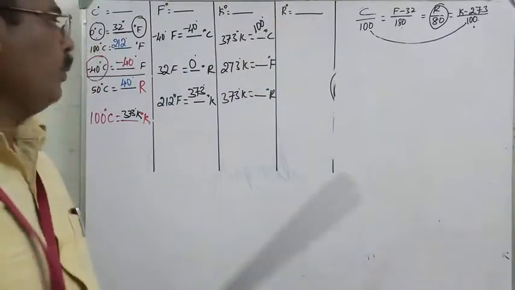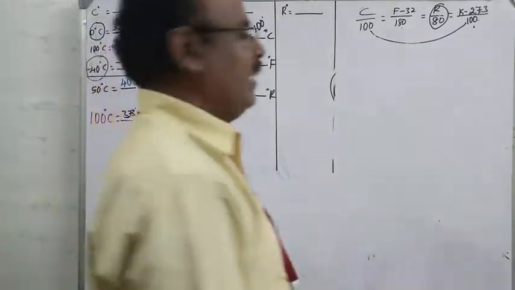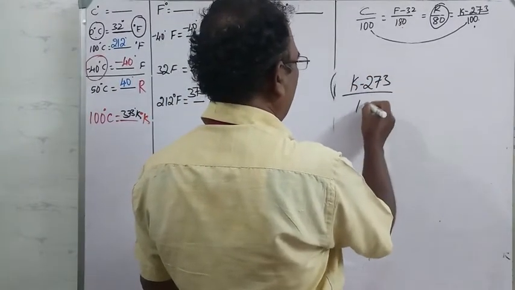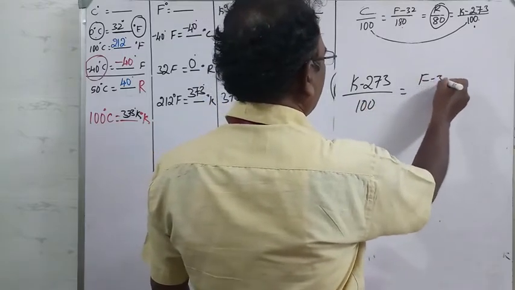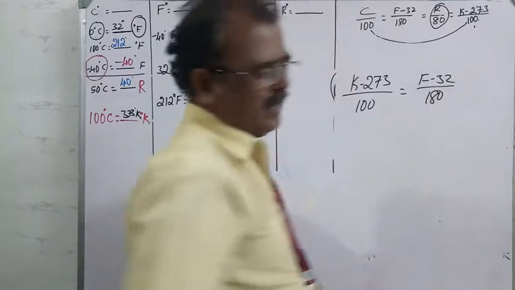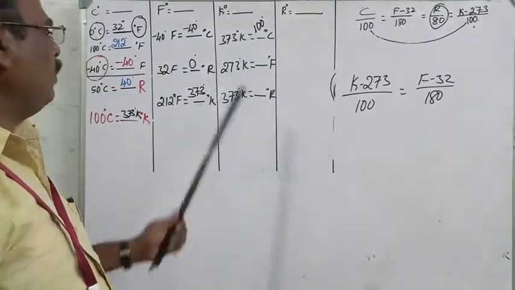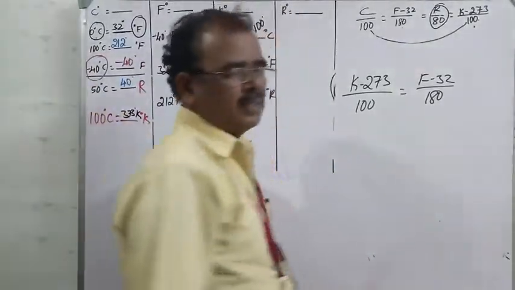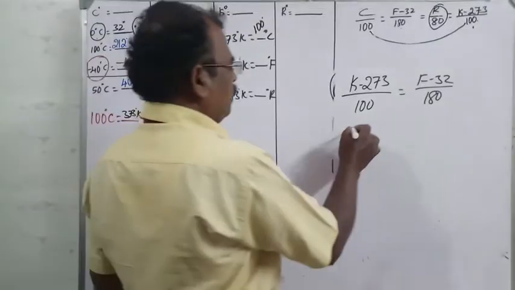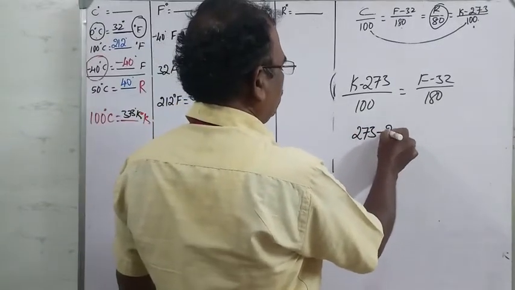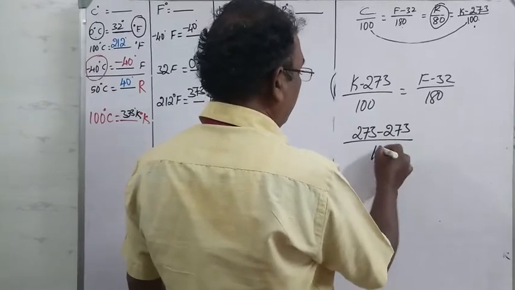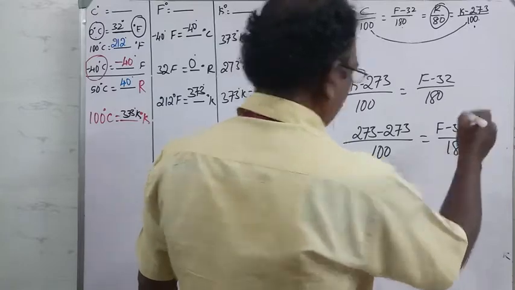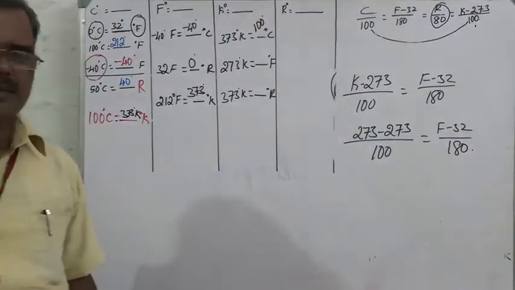Now you can compare the Kelvin scale and the Fahrenheit scale. What is the relation? K minus 273 divided by 100 is equal to F minus 32 divided by 180. Very simple. What is the value he has given? 273 degree Kelvin he has given. So 273 minus 273 divided by 100 is equal to F minus 32 divided by 180. The answer should be 32 degree Fahrenheit in this.